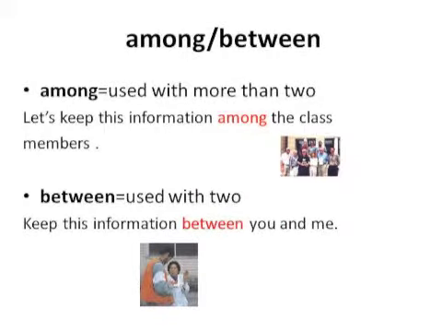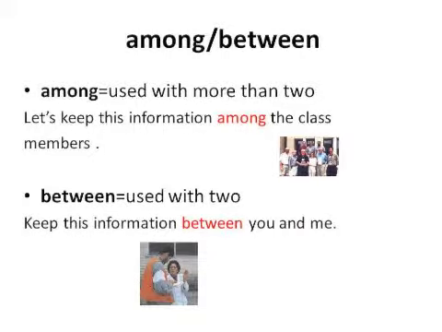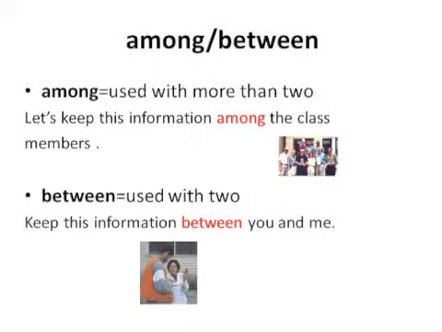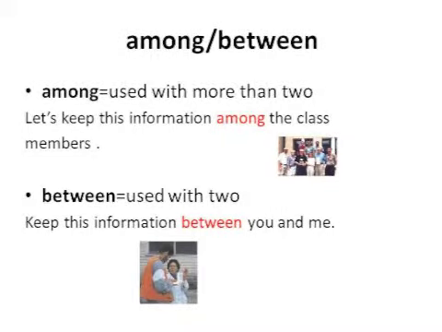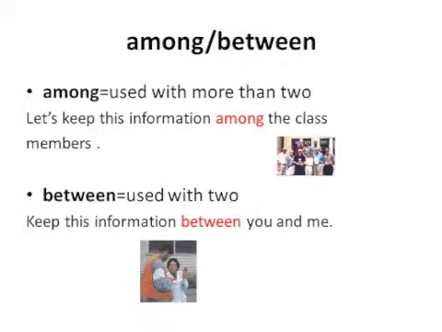Among is used for distribution for more than two. Between is just two people. How many times have you heard this incorrectly? Keep this between you and I. No, you need an object of a preposition.